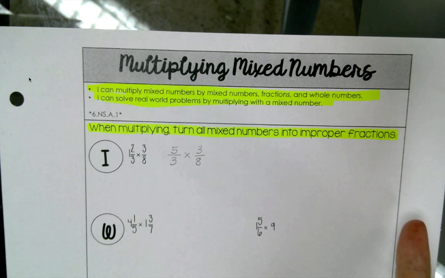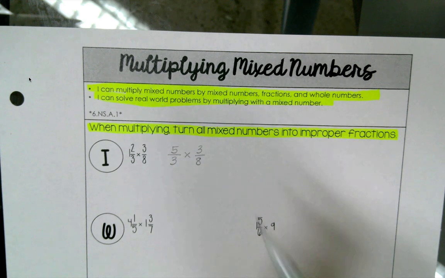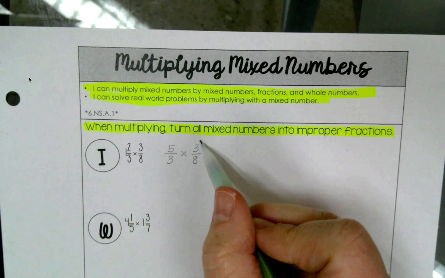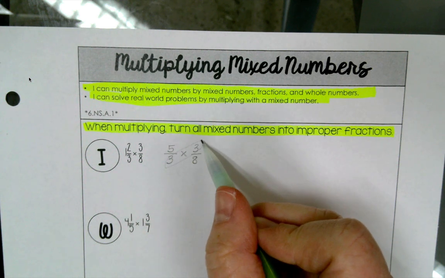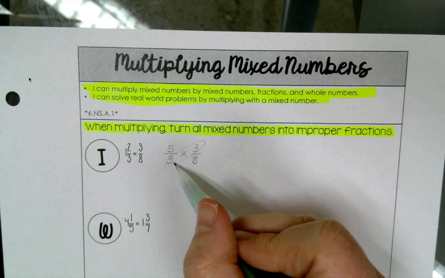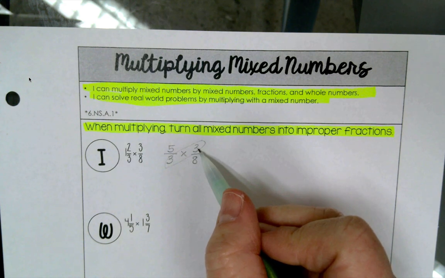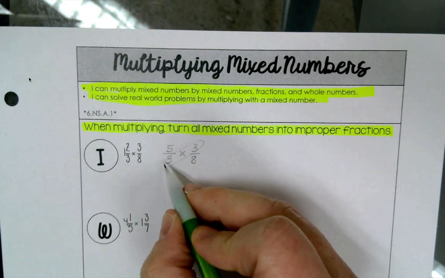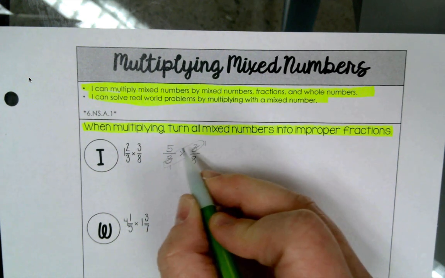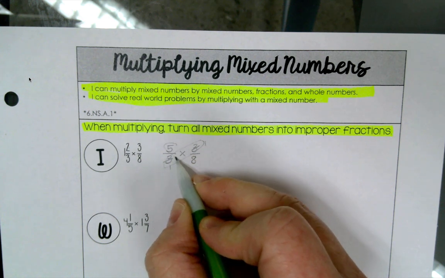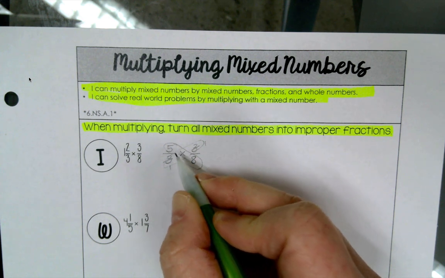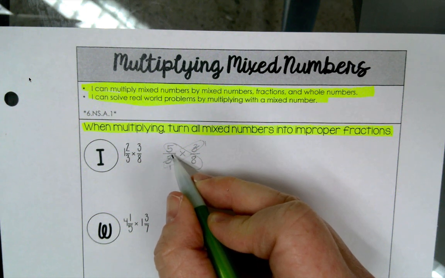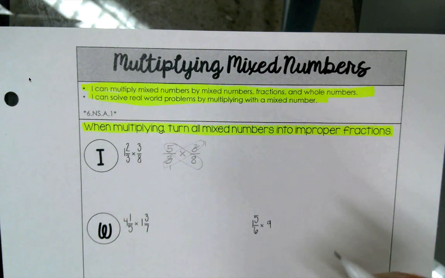So one thing you can do is cross-simplify, meaning find the greatest common factor of your digits across the way, and we can simplify 3 and 3 because 3 is the greatest common factor of itself. So 3 divided by 3 is 1. 3 divided by 3 is 1. And then 5 and 8. If we look at 5 and 8, okay, if we were to list the factors, I know that 5 is prime. So the greatest common factor of 5 and 8 is 1, so it's not going to simplify.